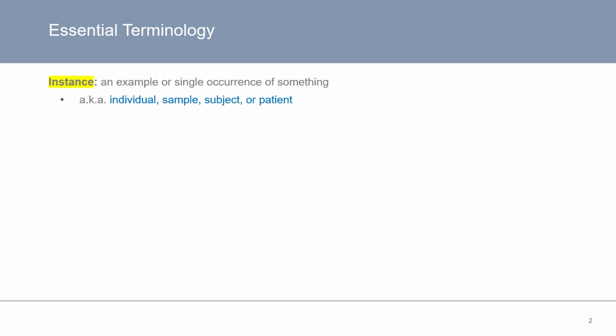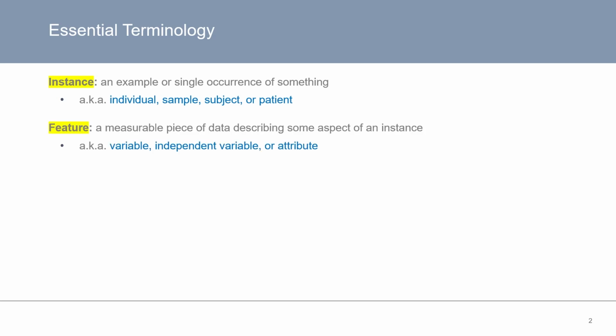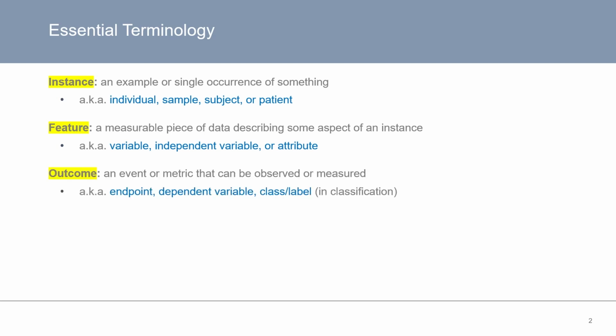First, the term instance is an example or single occurrence of something in data, for example, an individual, sample, subject, or patient. Next, the term feature refers to a measurable piece of data describing some aspect of an instance, in other words, a variable, independent variable, or attribute. The term outcome is an event or metric that can be observed or measured. In other words, an endpoint, dependent variable, or class or label if we're doing classification.